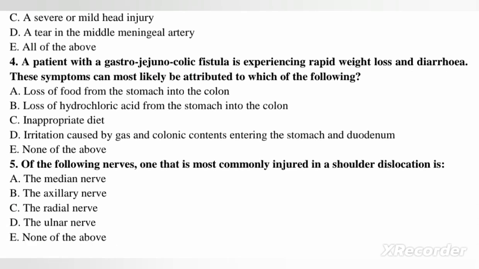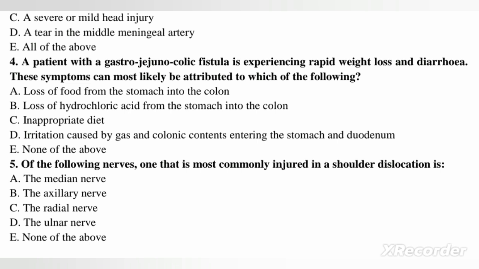Question number 4. A patient with a gastrojejunocolic fistula is experiencing rapid weight loss and diarrhea. These symptoms can most likely be attributed to which of the following? A. Loss of food from the stomach into the colon. B. Loss of hydrochloric acid from the stomach into the colon. C. Inappropriate diet. D. Irritation caused by gas and colonic contents entering the stomach and duodenum. E. None of the above.